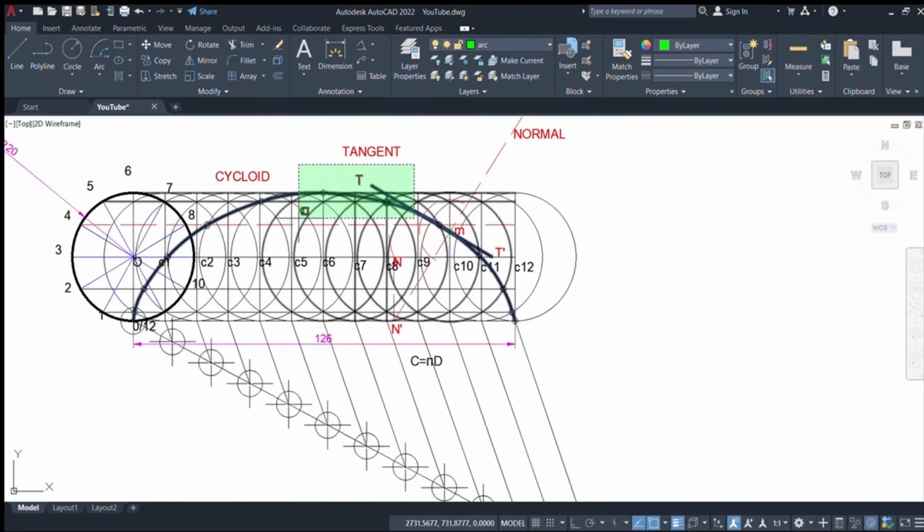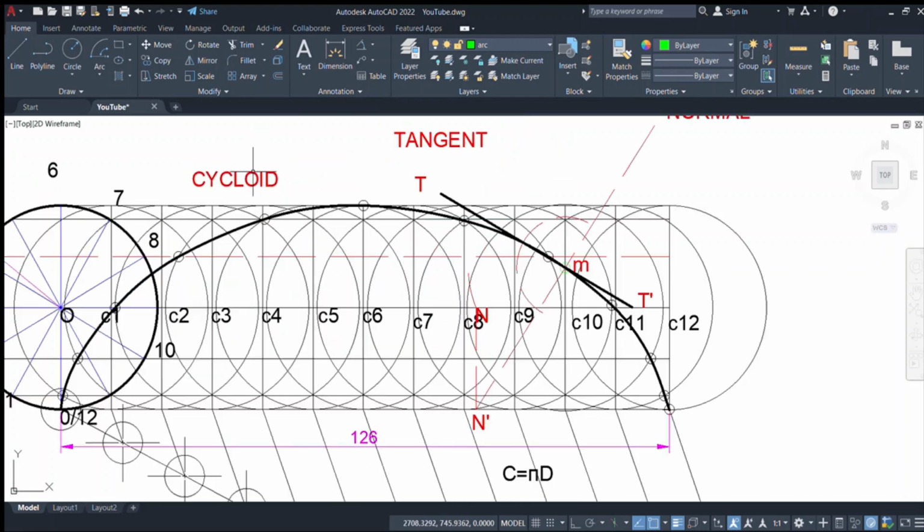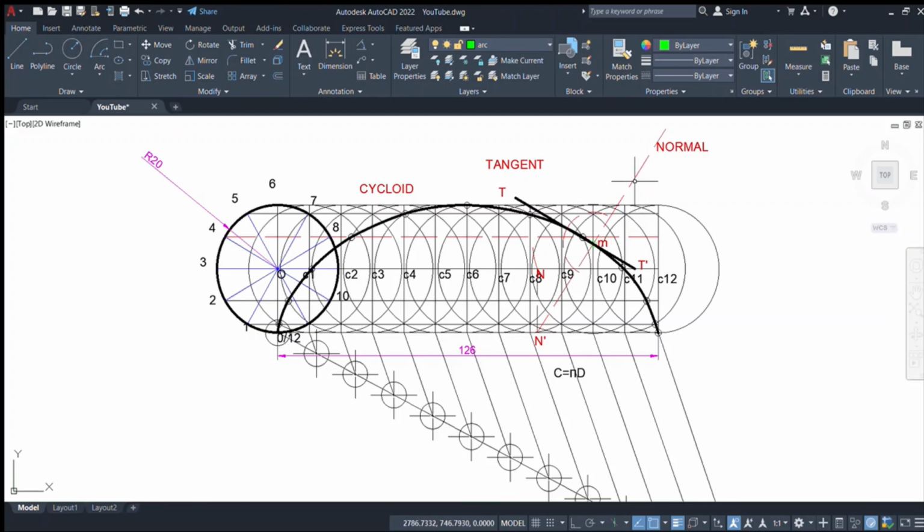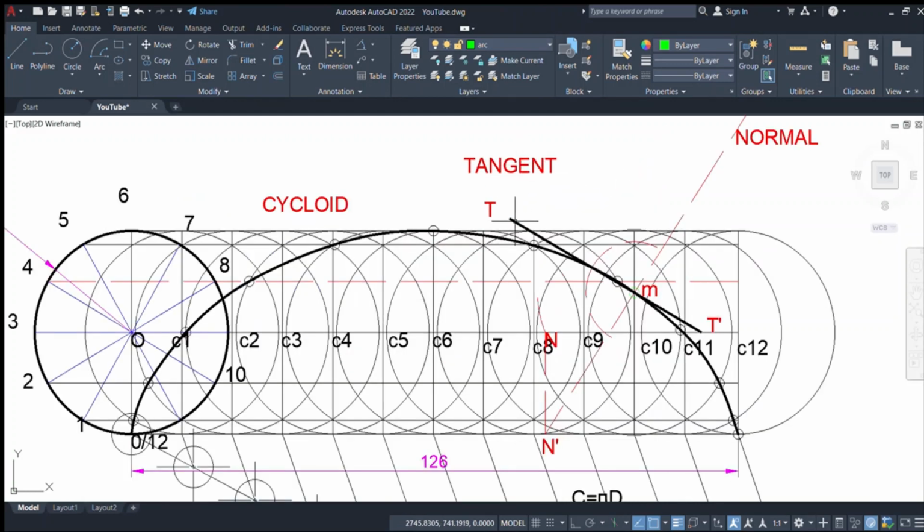So up to that level, we have the cycloid, we have the normal, and we have the tangent T dash.